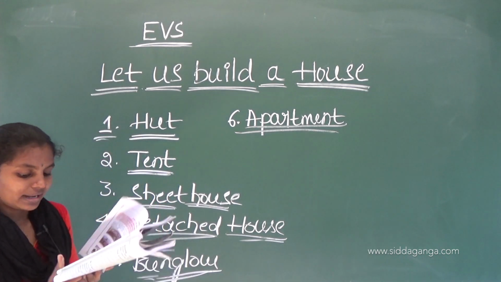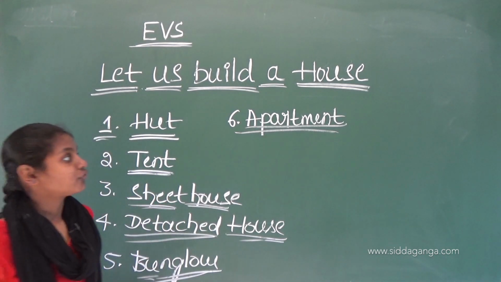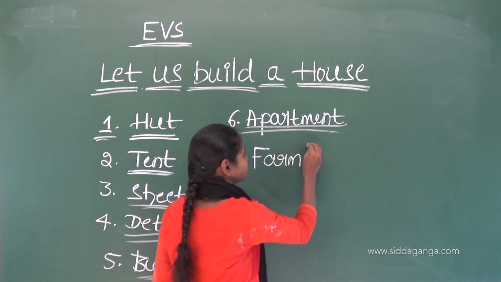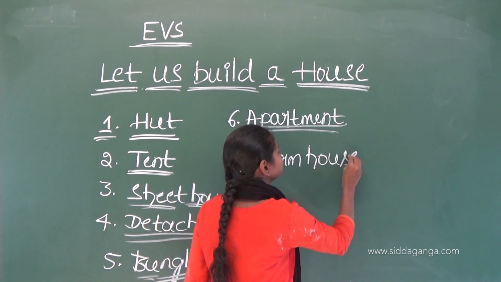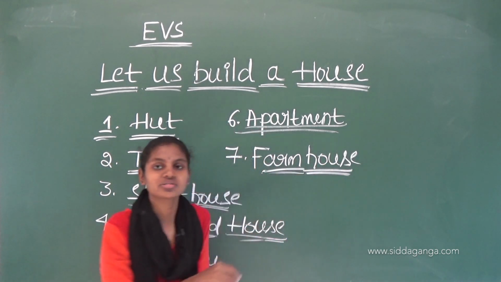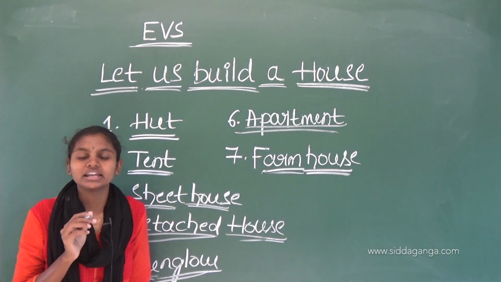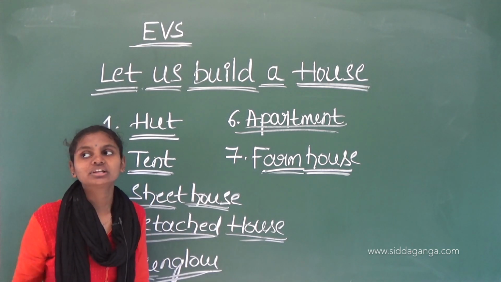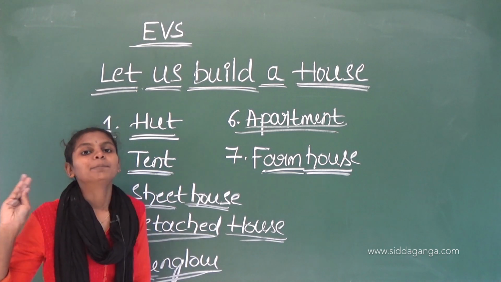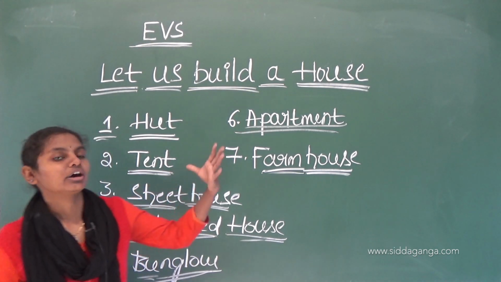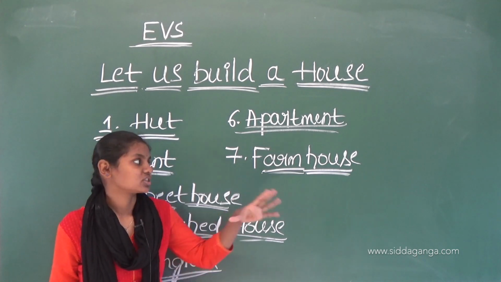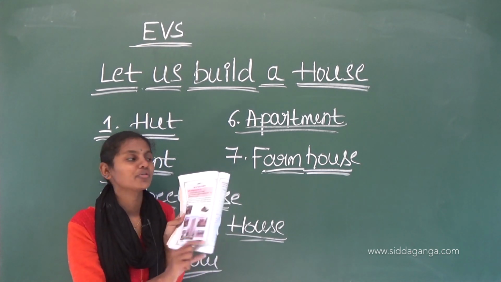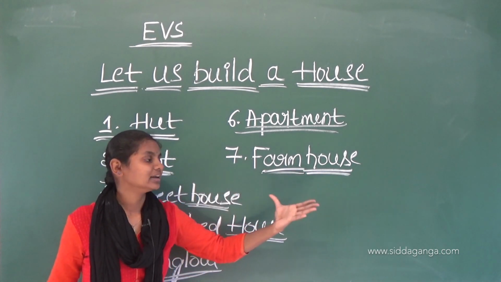Okay, next move on to the seventh picture, that is farmhouse. That house is called farmhouse. You can see a farmhouse in your fields, in the space where all the plants can grow and all the animals can be protected. That is called a farm, and the house there is called a farmhouse. You have to write farmhouse in the space.